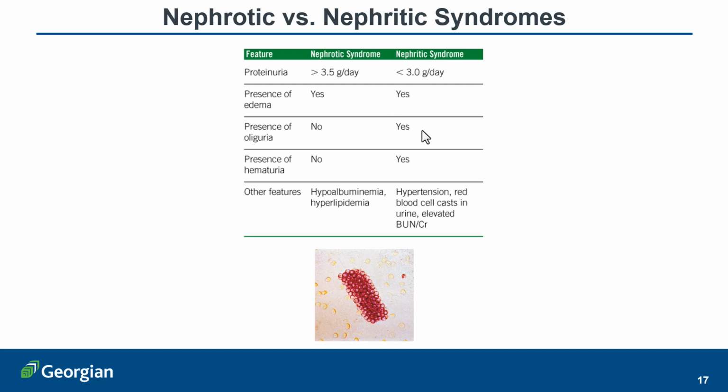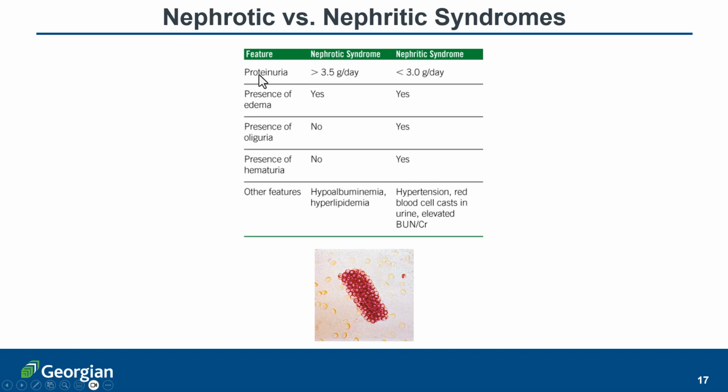So yes, the entire nephron and the glomerulus is going to be affected. So oliguria is going to be present. Perhaps the tubules have been damaged as well. Who knows? For the nephritic syndrome, the hematuria is far more prevalent compared to the nephrotic syndrome. Here it says no for hematuria, maybe a little bit, but hematuria is far more prevalent in the nephritic syndrome.